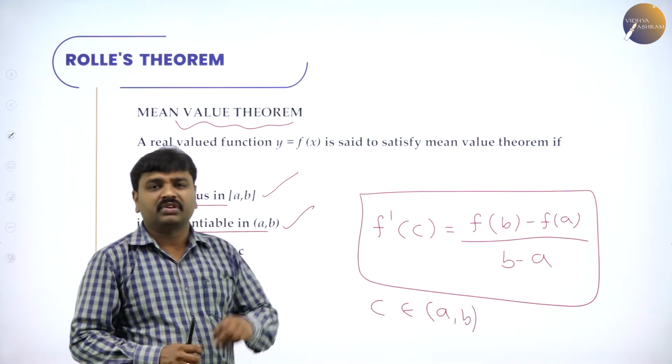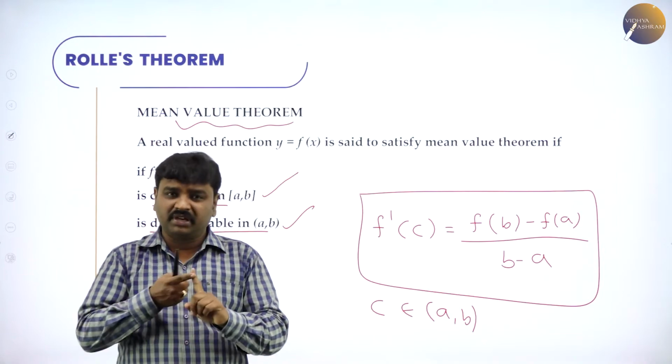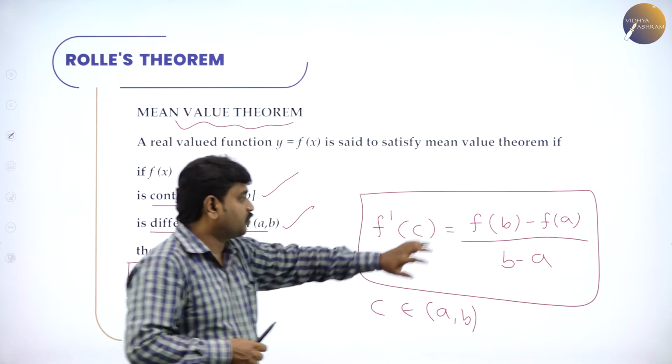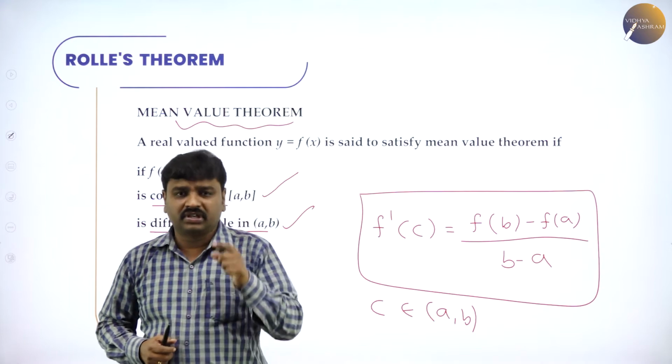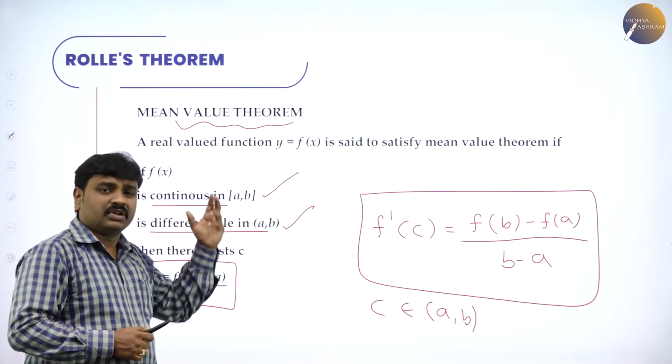Please recollect this formula. What is the formula? f dash c is f of b minus f of a by b minus a for the mean value theorem. For Rolle's theorem, this part will become 0, f dash c is 0. But here we are using the mean value theorem, and I'll solve some problems on this.